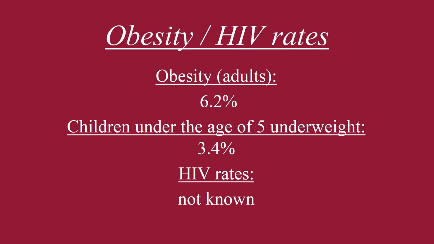Obesity/HIV rates. Obesity in adults is 6.2%. Children under the age of 5 underweight is 3.4%, and the HIV rates are not known. Obesity in China is a major health concern, with overall rates of obesity below 5% in the country, but greater than 20% to 40% in some cities. This is a dramatic change from the times when China experienced famine as a result of ineffective agriculturalization plans such as the Great Leap Forward.